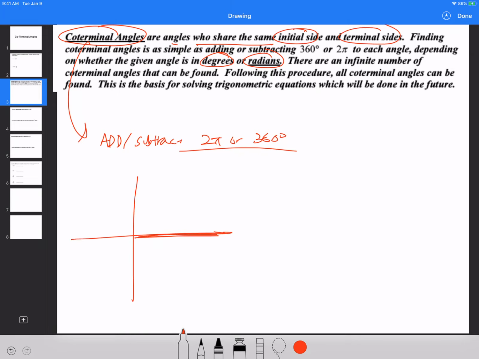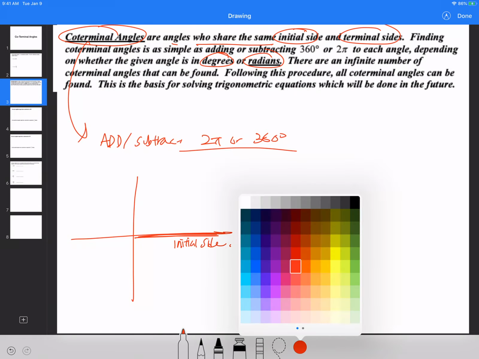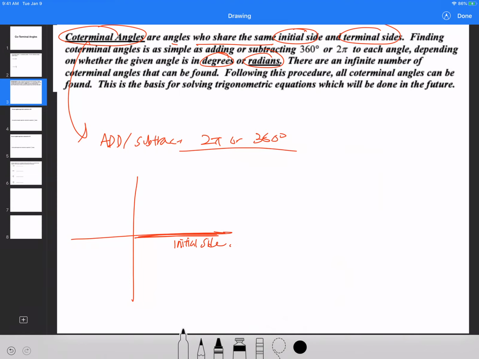Initial side, guys, it's always your 3 o'clock position. And your terminal side, like I said, is wherever the angle ends up. It could be here, it could be here, it could be there. It doesn't matter where it is. But if that is the angle, that's your terminal side. Okay? So we're talking about whether the angles share the same initial side and the same terminal side.